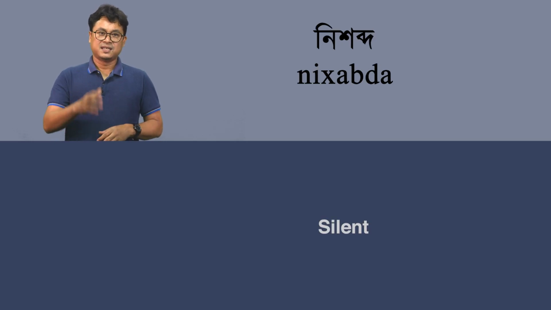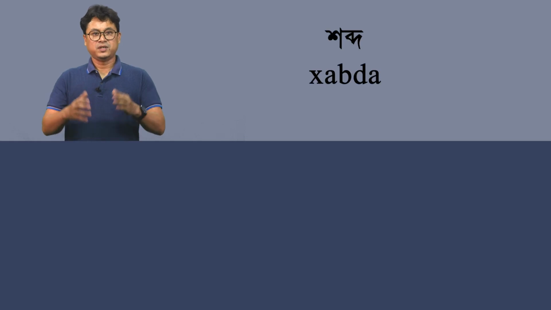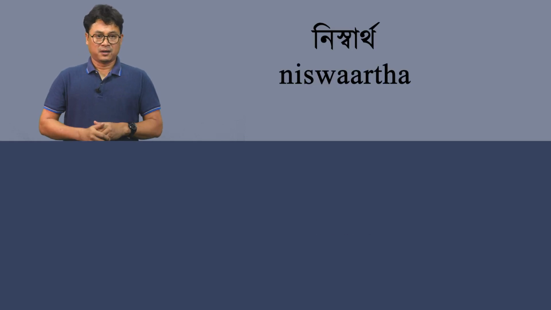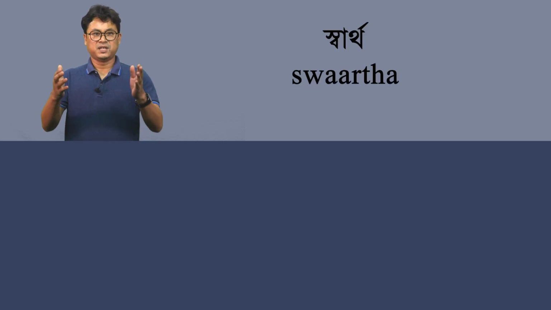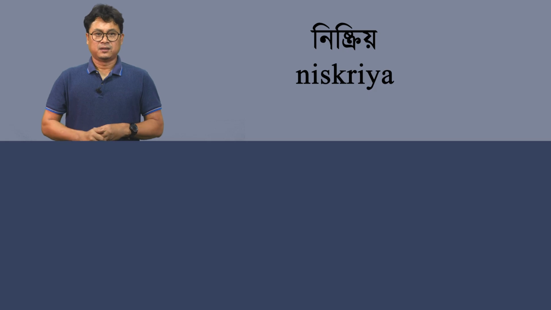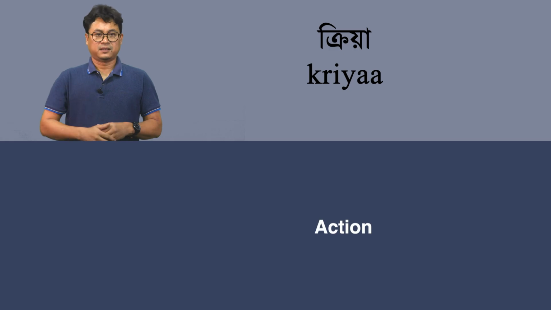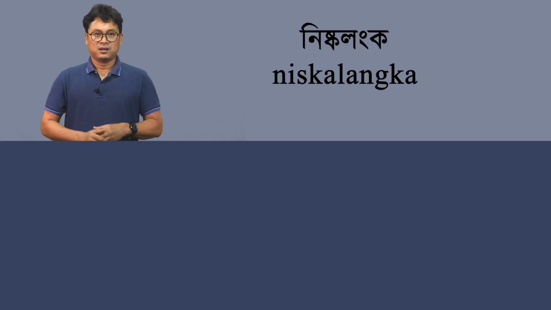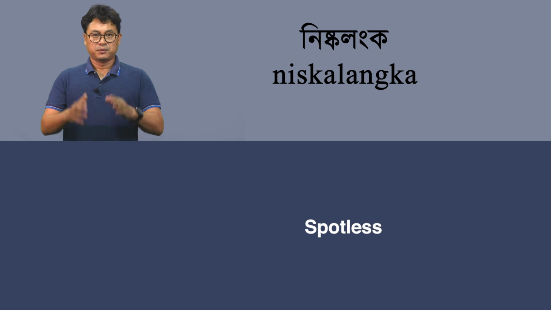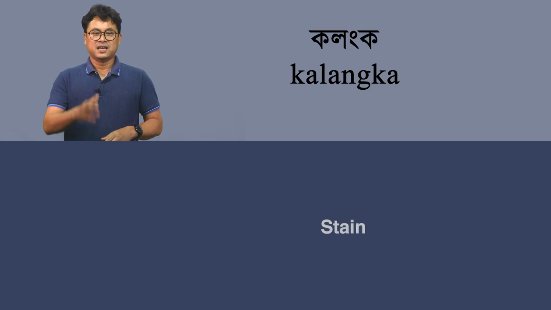Nihobdo, meaning silent, from hobdo, which means sound. Nisartha, meaning selfless, from sartha, which means self-interest. We also find the slightly stronger form nih, which is often used before certain consonants like ka. For example, niskriya, meaning inactive, from kriya, which means action, and niskolanko, meaning spotless, from kolanko, which means stain.